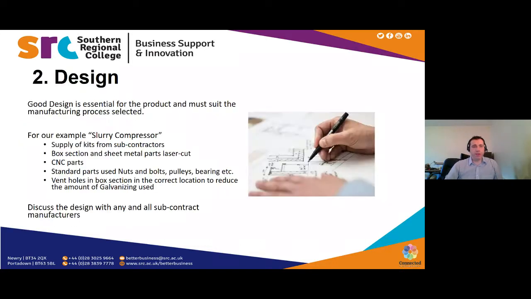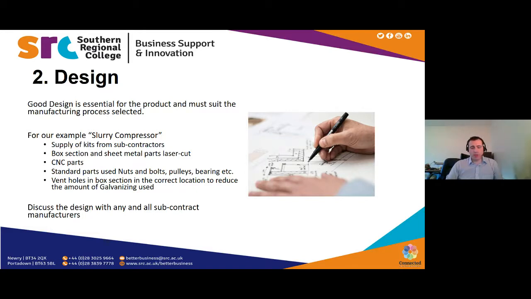This brings us into process number 2, the design. Good design would be essential for the product and must suit the manufacturing process selected. So this is how each process intertwines with each other and how you can't do them apart. You have to work on them together. I'll give a number of examples of what our requirements were. I'm not going to read them all out, but the supply of kit to subcontractors was important in the design, using laser cutters and plasma cutters to cut out the parts, standardizing nuts and bolts and pulleys and bearings. So again, you can see the amount of subcontractors and suppliers you're dealing with.